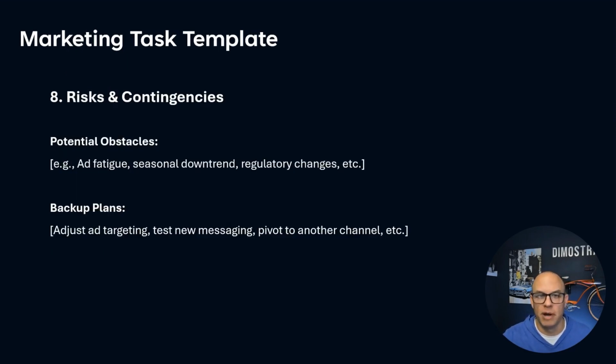Now let's talk about risks and contingencies. What are some potential obstacles? For our example, that could be ad fatigue, seasonal downtrend, regulatory changes. And what would be our backup plans? Can we adjust the ads? Can we test new messaging or new images? Do we pivot to another channel? These are just a few things to consider. Of course, you could ask ChatGPT to expand more on what potential risks and contingencies could be for your specific task.